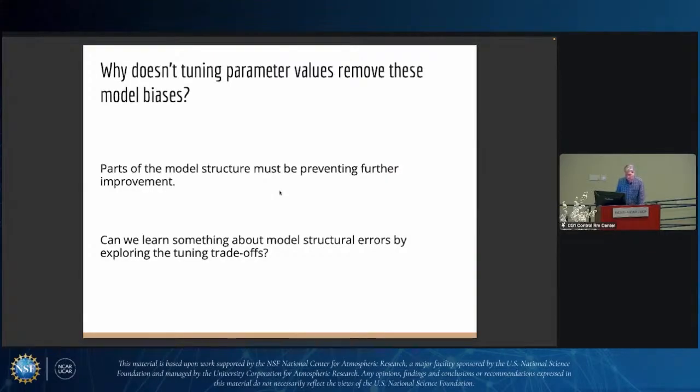So why doesn't tuning parameter values remove these model biases? It feels like parts of the model structure must be preventing further improvement. There's just a model structural error. And the question is, can we get at some hints about where those model structural errors lie by exploring the tuning trade-offs?